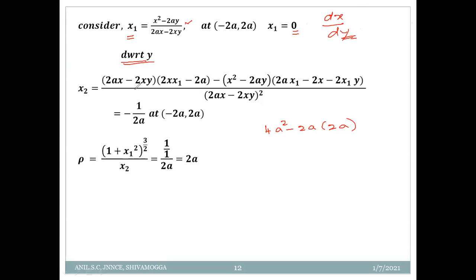Using quotient rule. Denominator, that is 2ax minus 2xy, into derivative of numerator. Derivative of x square is 2x and the derivative of x with respect to y is x1. Minus derivative of 2ay with respect to y is 2a. 2a is constant. This derivative of y with respect to y is 1. Minus numerator x square minus 2ay into derivative of denominator. 2a into derivative of x with respect to y is x1.